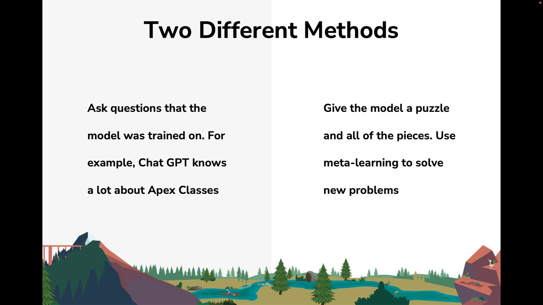I like working with AI in two different ways. First, if there's a topic that the model was trained on, you can just ask questions straight away. So, for example, ChatGPT knows a lot about writing Apex classes.